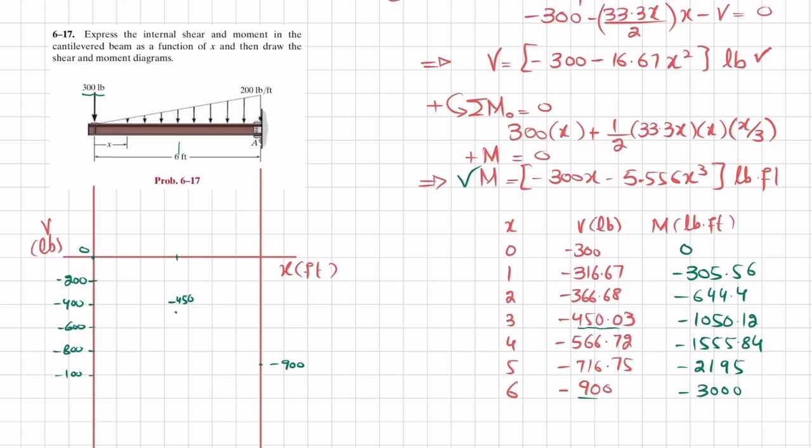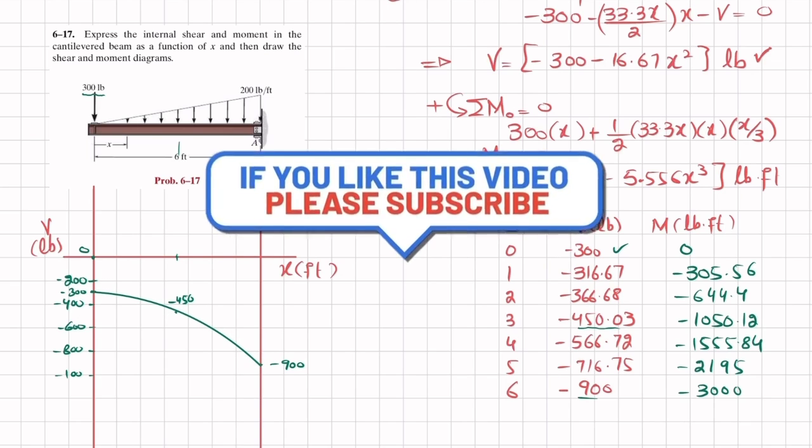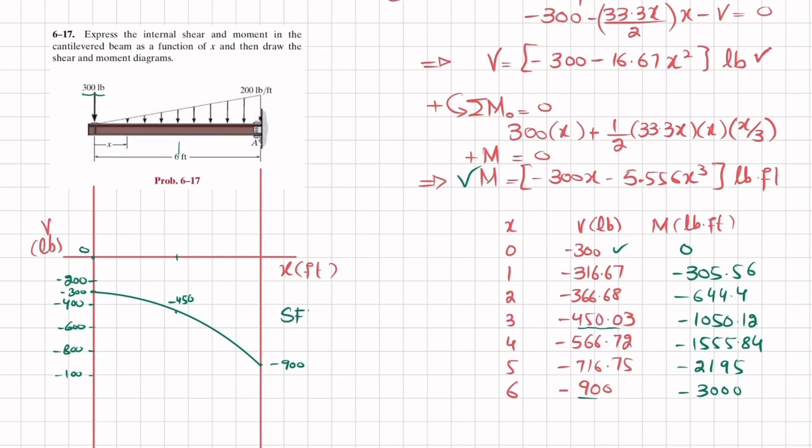So this is the first point, which is minus 300. At x is equal to 0, we have minus 300. So your shear force will be like this one. This will be a curve. Clear? This will be a curve. That is the shear force diagram.